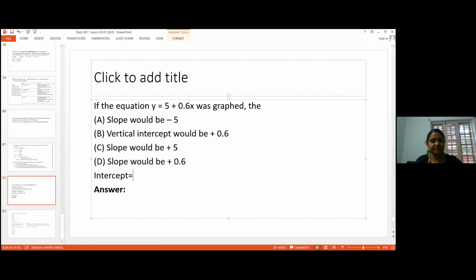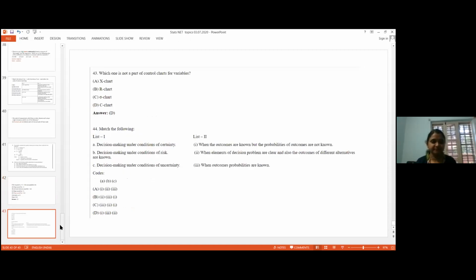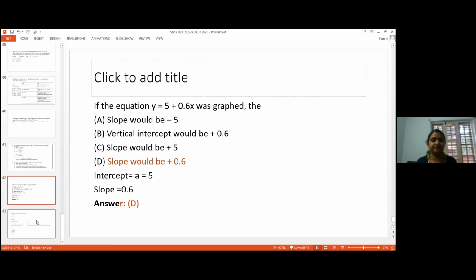Intercept is always A, correct? That is 5. Slope is always B, that is 0.6, positive. So the slope should be plus 0.6, option D. This is also a recent year's question, so please be careful about it. I hope I have explained it. D is the answer. Correct. Very good. D is the answer.